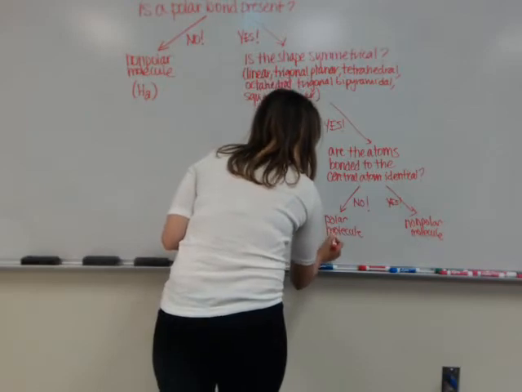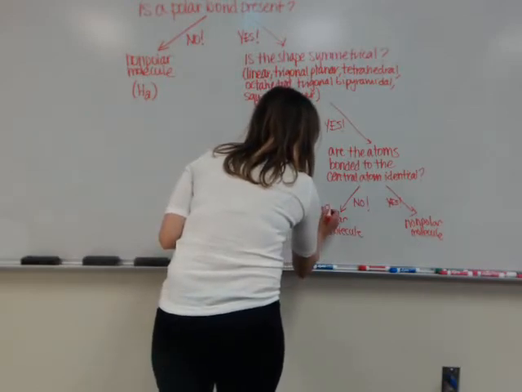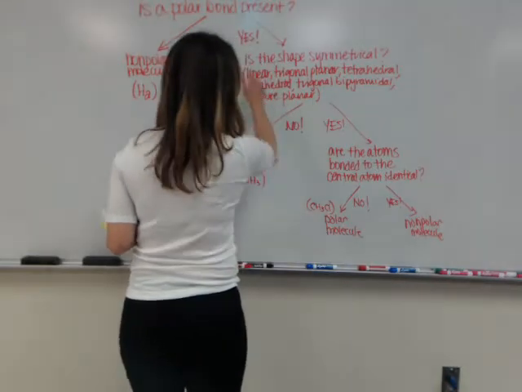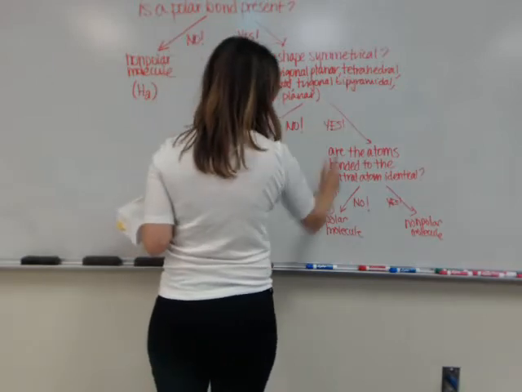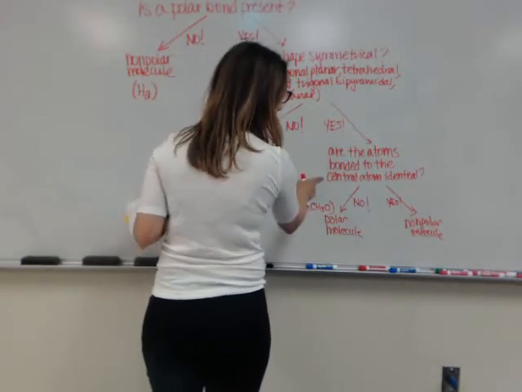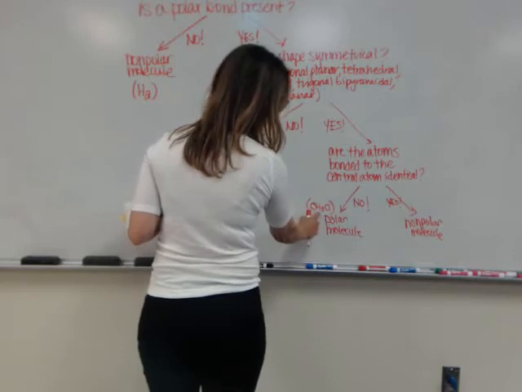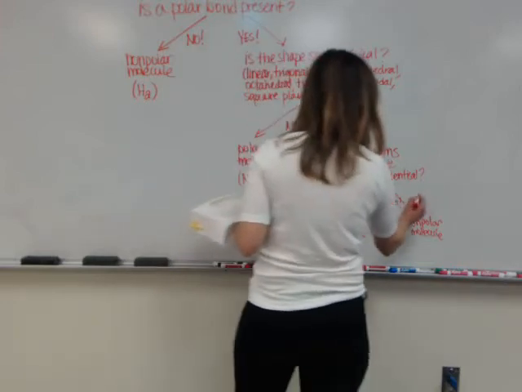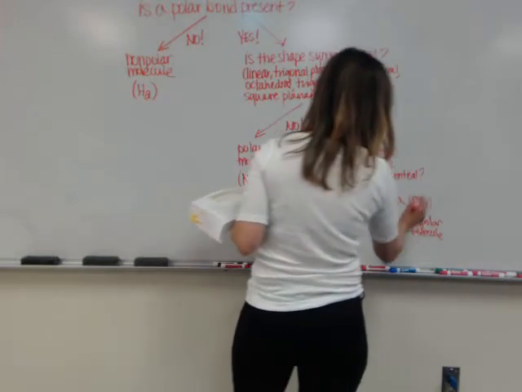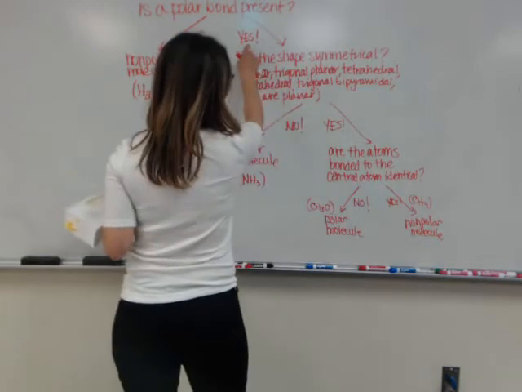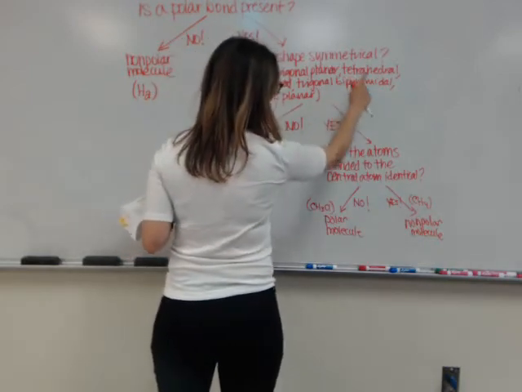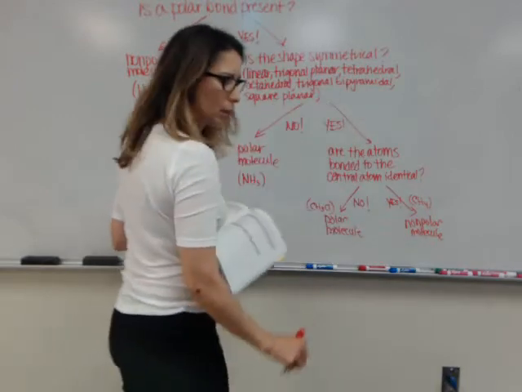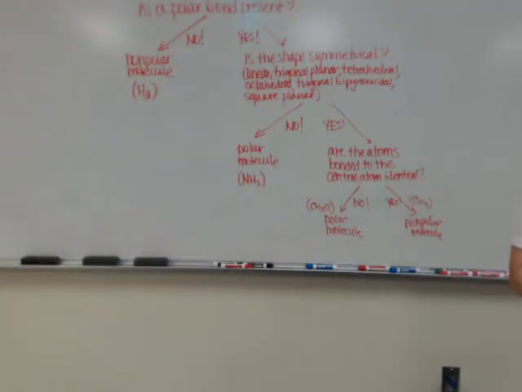If you're looking at CH3Cl, a carbon-hydrogen bond is polar and a carbon-chlorine bond is polar. Is the shape symmetrical? Yes, because this is tetrahedral. Are the atoms bonded to the central atom identical? No. I have 3 hydrogen and 1 chlorine on the central atom carbon, so the bond dipoles don't cancel. That's why it's polar. But if you have CH4, the carbon-hydrogen bond is polar. It is tetrahedral, which is symmetrical. Are the atoms bonded to the central atom identical? Yes, they're all hydrogen. That's why it's nonpolar, because all of those bond dipoles cancel out.